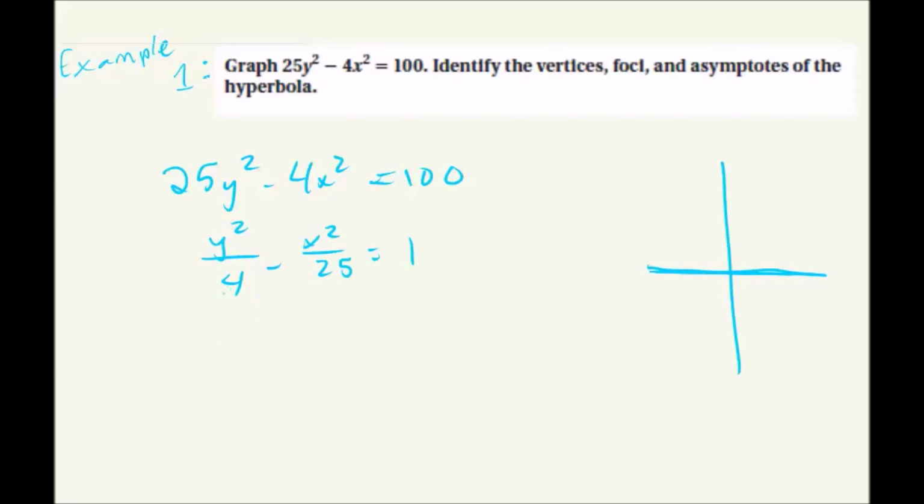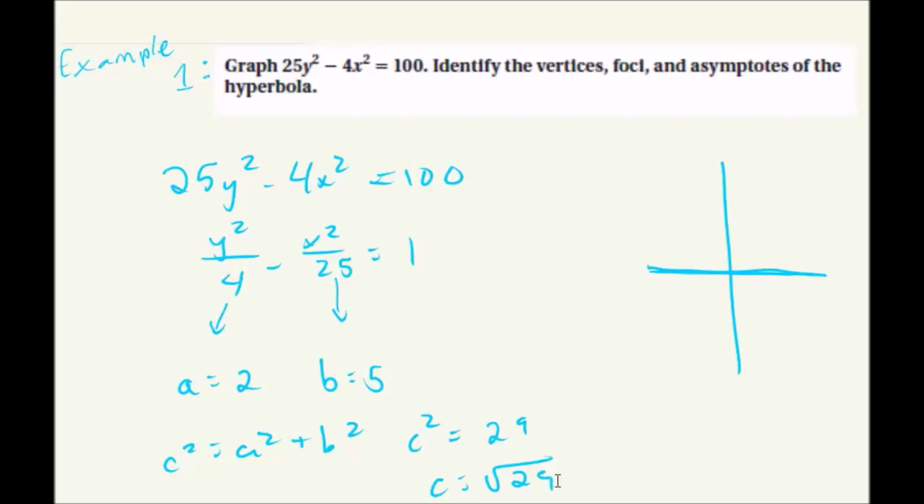If this is a squared, this is b squared, because for a hyperbola, a squared is always in front and b squared is always second. So a squared equals 4, a equals 2, b equals 5, and to find c squared, it's just c squared equals a squared plus b squared. That means c squared equals 4 plus 25, 29. c equals the square root of 29.